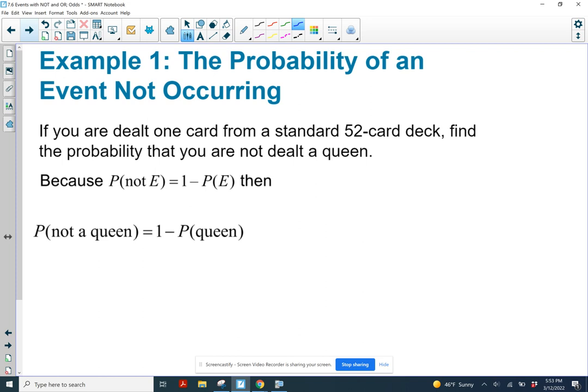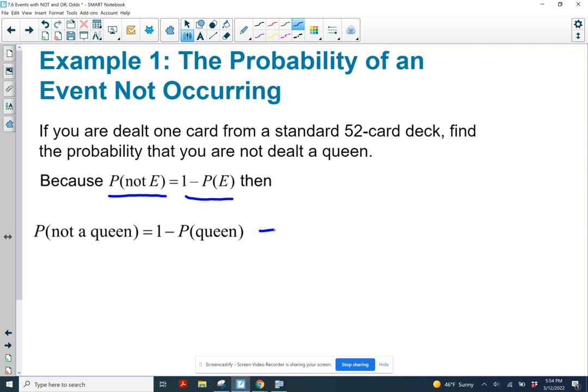All right, example 1, the probability of an event not occurring. If you are dealt one card from a standard 52 card deck, find the probability that you are not dealt a queen. So in this particular case, it would be much easier to calculate the probability of not a queen by doing 1 minus the probability that it's a queen. It's just easier to think through the process.